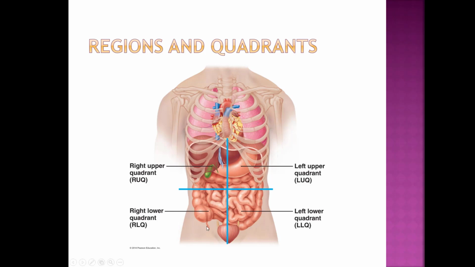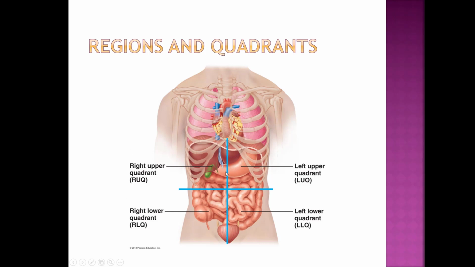The most common thing that we find with quadrants is appendicitis. And so if I have a patient that presents with lower right quadrant pain that rebounds, so if I push in on it, it doesn't hurt, but when I let go, it hurts like the dickens, then my patient probably has appendicitis. Okay, so lower right quadrant rebound pain is diagnostic of appendicitis.